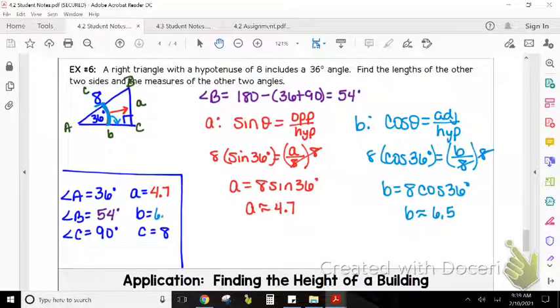Now I didn't have to worry about labeling my sides only because they didn't give me a label before. If they'd said the hypotenuse was 8 inches, then I would need to label all of my sides in inches. All right, so I know all three angles. I've got all three sides. I know all the pieces of my triangle, so my problem is complete.